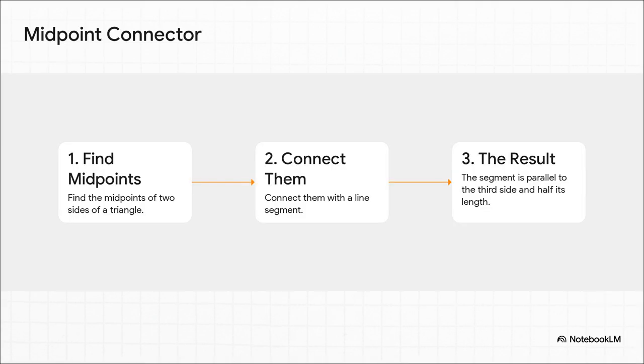And this leads us to a really fantastic shortcut. It's called the midpoint connector theorem. Check this out. If you find the exact middle point of 2 sides of a triangle, and draw a line connecting them, that new line you just drew is automatically parallel to the third side. And even better, it's exactly half the length of that third side. How cool is that? A super handy tool to have.